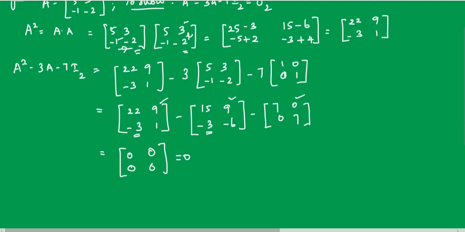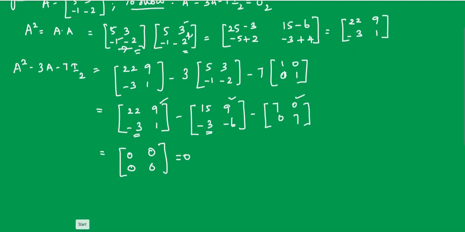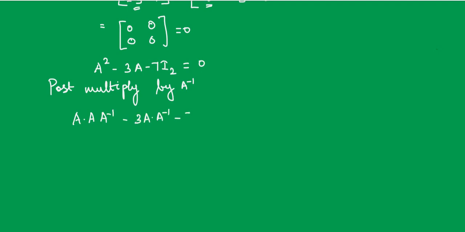Next step, we are going to find what is A inverse. So we have showed A squared minus 3A minus 7 times the identity matrix is equal to 0. From this, we are going to find what is A inverse. So we post multiply both sides by A inverse. So A squared is A into A, so A into A into A inverse, minus 3 A into A inverse, minus 7 identity matrix into A inverse.